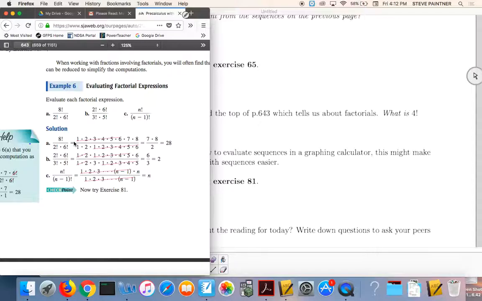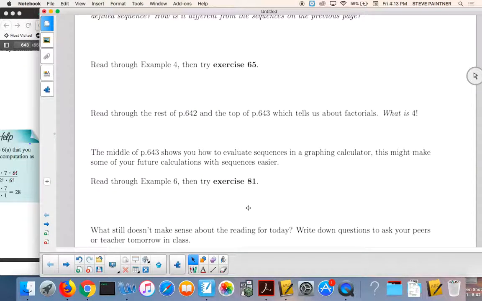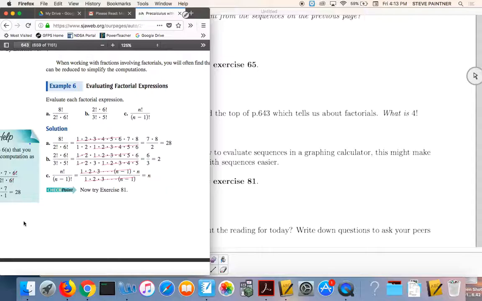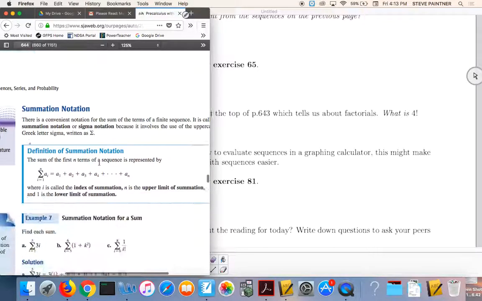They just write out 2 factorial and 6 factorial. They write out 3 factorial and 5 factorial. And then they cancel what they can. So I tell that to you, like when you're computing factorials and things like this, you don't actually want to throw all this into your calculator. Before you do that, you want to see what is going to cancel and what isn't. And let's see an example of that in exercise 81. So I guess I gotta go to exercise 81 here.